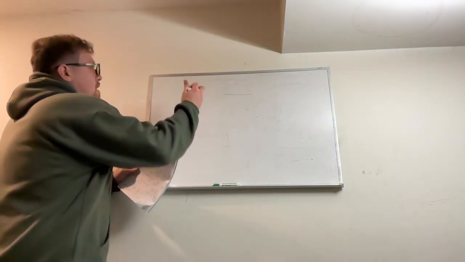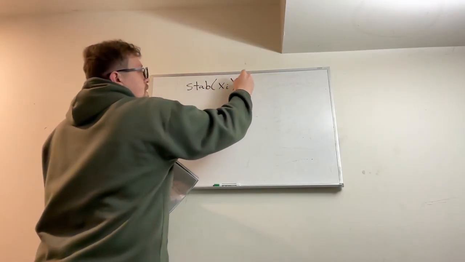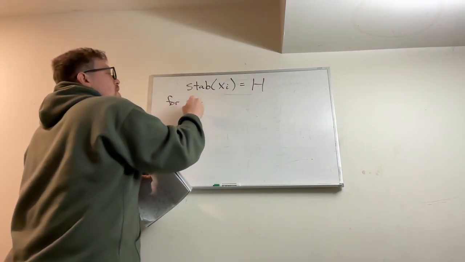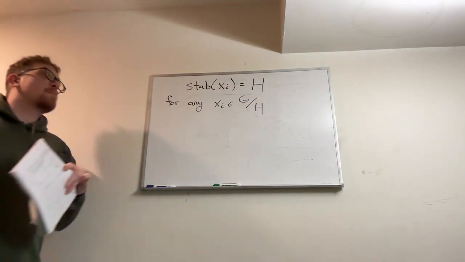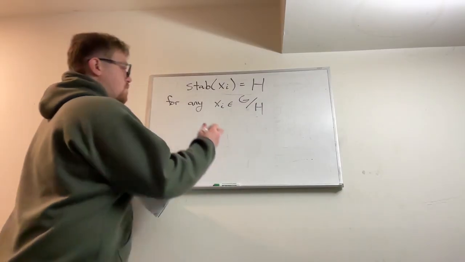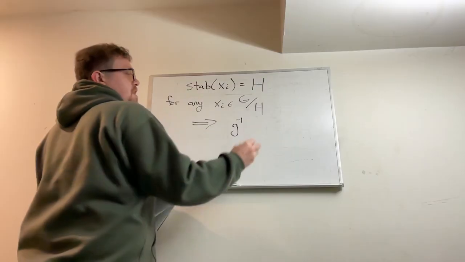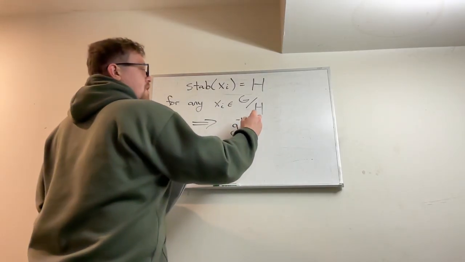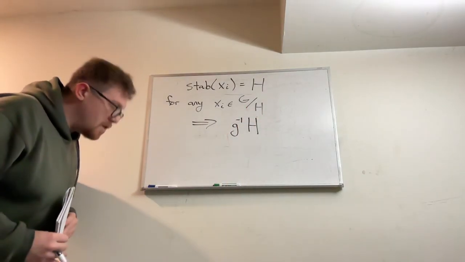Okay, so basically, I'll just rewrite what we had at the end there. Basically, we showed that the stabilizers for the action are equal to H, and this is true for any x_i, which was in the set being acted on, which was the left cosets of H in G. Right, so in particular, if I pick an arbitrary element g from the group, and I pick the left coset g inverse H, this is an arbitrary left coset.